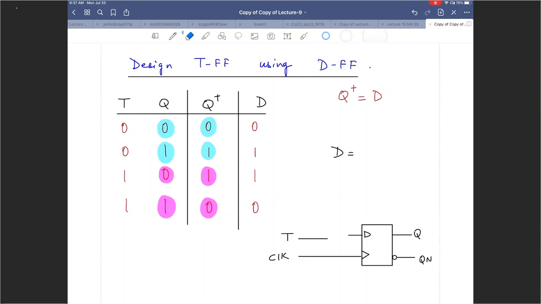Now, I try to write D in terms of T and Q. In this case, I don't even need a K-map. Why? Because it's just a very simple expression. What is that expression going to be? D is related to T and Q as 0, 1, 1, 0. Because you see, it is 0, 0, 0, 1, 1, 0, 1, 1. When those are the two inputs, four combinations, you have 0, 1, 1, 0. So the logic gate here is exclusive OR. So I should be able to say D equals T exclusive OR Q.